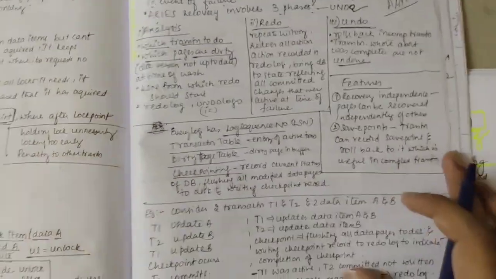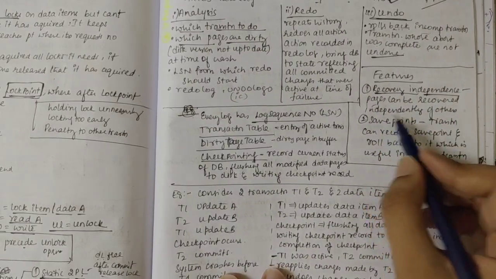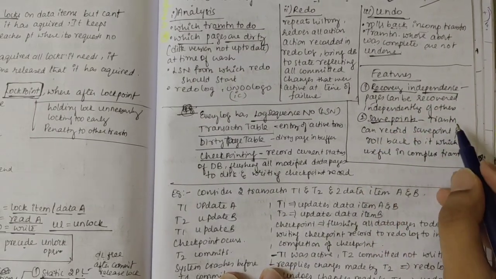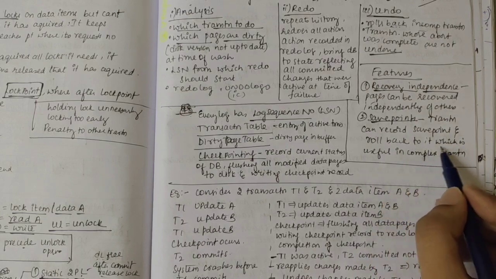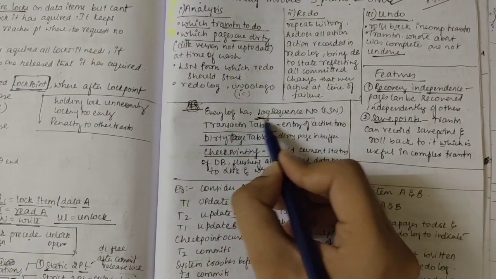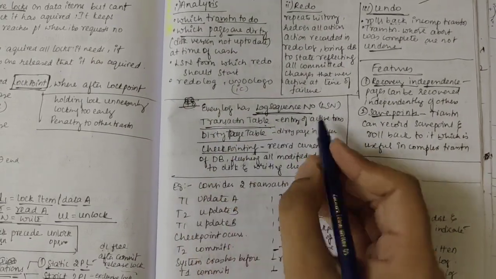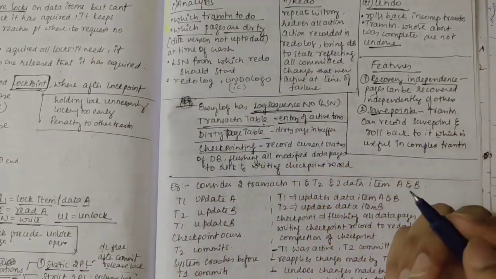Looking into the features, the first feature is recovery independence, so pages can be recovered independently of others. Then we have savepoints. A transaction can record a savepoint and roll back to it, which is useful in complex transactions. Every log record has a log sequence number, called LSN. And then we make use of the transaction table, which has entries of active transactions.